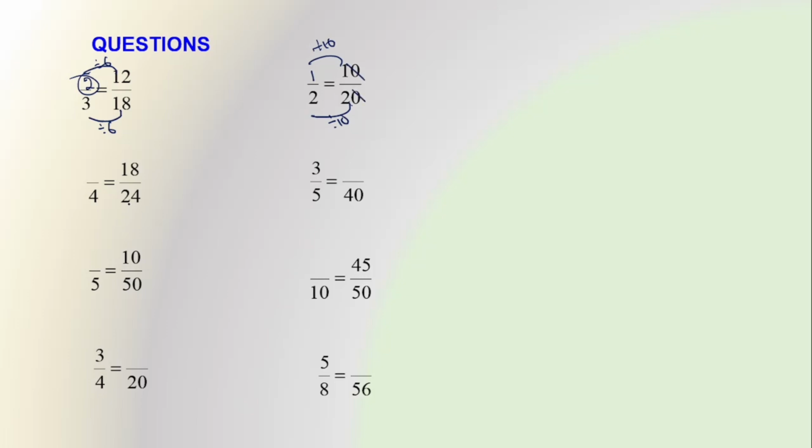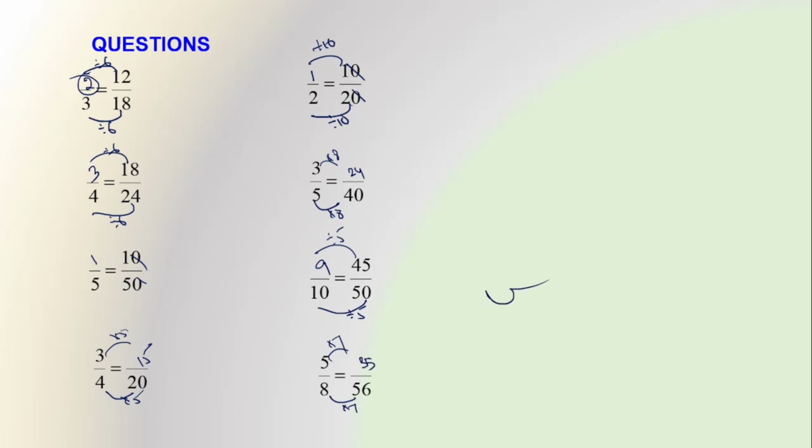Okay. Now here, 24 divided by 6 is 4. Then 18 divided by 6, how much? 3. Now 5 into 8, then 3 into 8 is 24. Understand? Now 0 and 0 cancel, that is 1. Here 50 divided by 5 is 10, and 45 divided by 5 is 9. 4 into 5 is 20, 3 into 5 is 15. 8 into 7 is 56, 5 into 7 is 35.